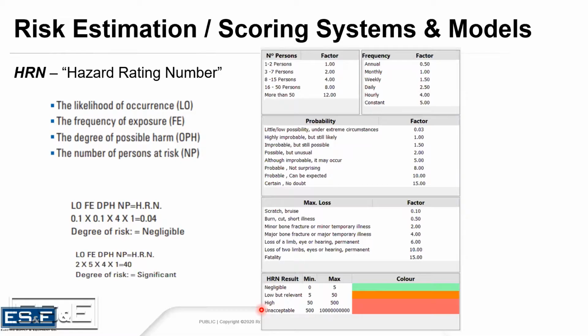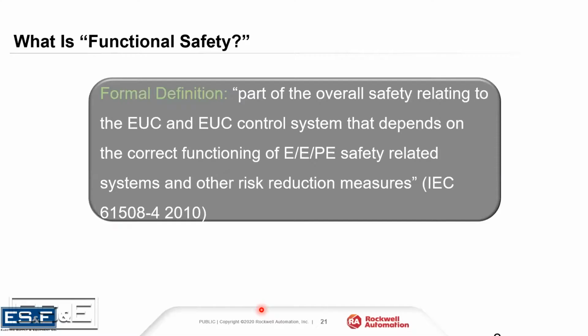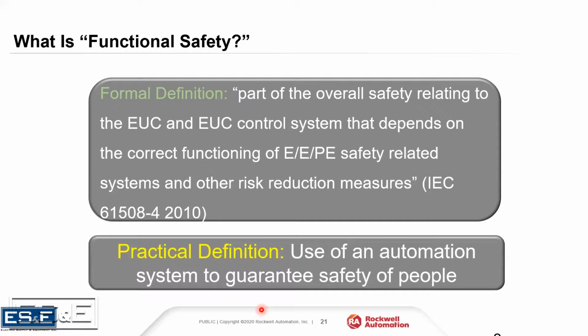And so if we're using functional safety, this is the formal definition taken from 61508: it's the part of the system under control, the electrical, electronic, and programmable electronic systems. In other words, we're using automation to protect people, is the big picture.